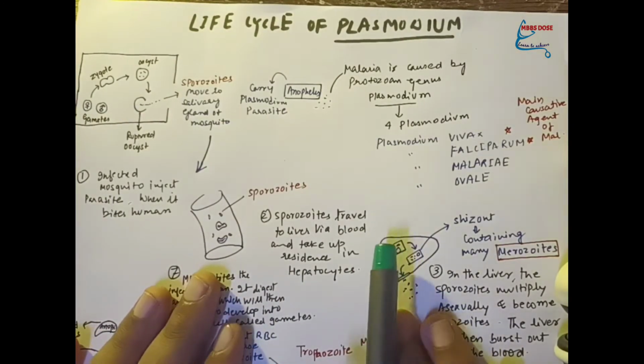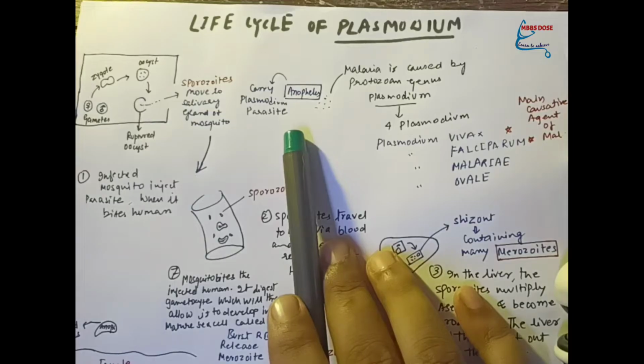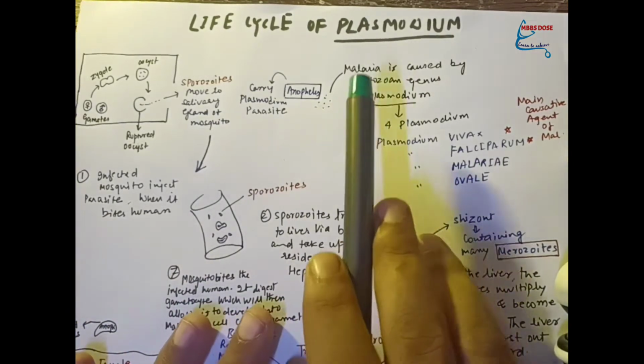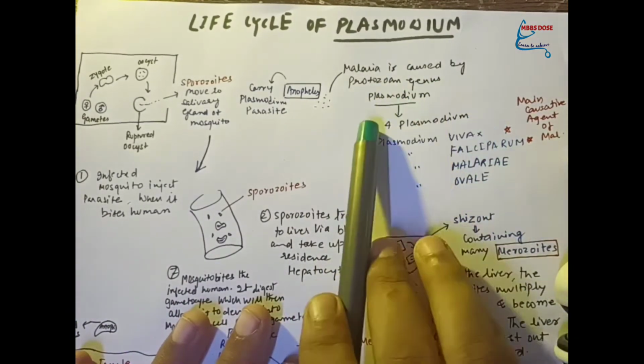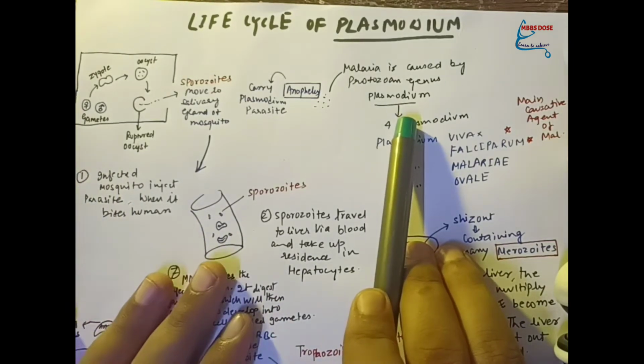So today we are going to discuss the life cycle of Plasmodium. Plasmodium is an organism which is responsible for causing malaria in the host. So basically, malaria is caused by the protozoan genus Plasmodium. So Plasmodium is included in one of the genera of the protozoans.